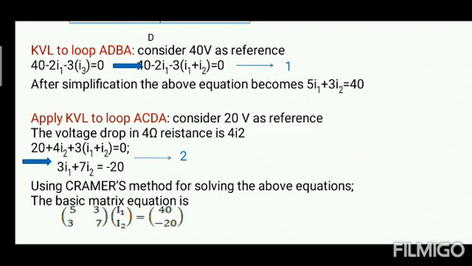Let us use Cramer's method of matrices for solving the above equations. Form the basic matrix equation with the coefficients of I1 and I2 from equations 1 and 2. We get the matrix 5, 3, 3, 7 multiplied by I1, I2 is equal to, on the right side, 40 and minus 20.